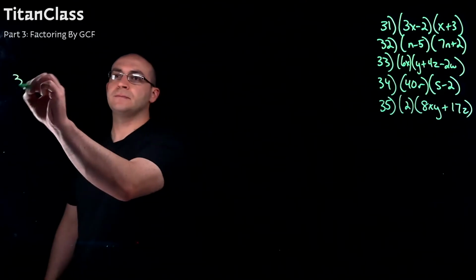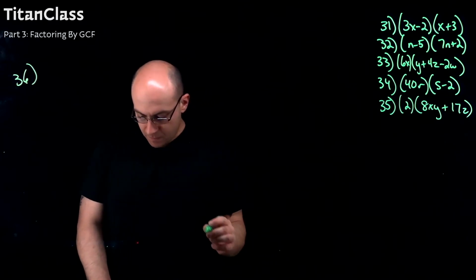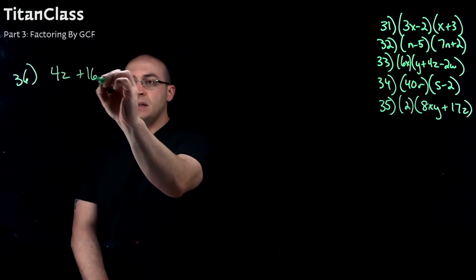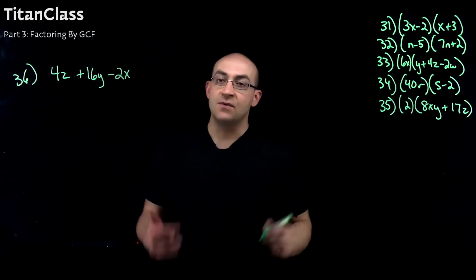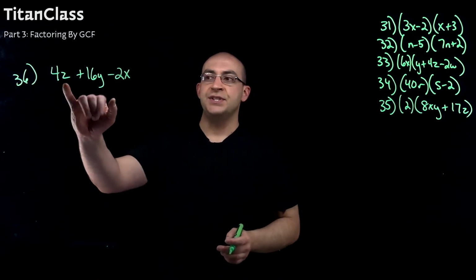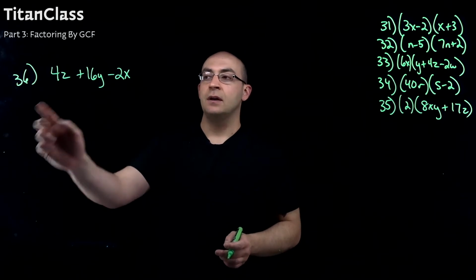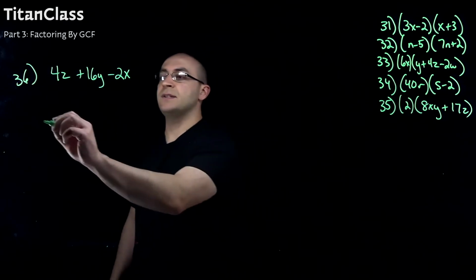36. 4z plus 16y minus 2x. Very similar to a previous problem. Z, y, and x. No variable in common, so no variable should be taken out. But they do have a 2 in common that I can take out. So let's take a 2 out.